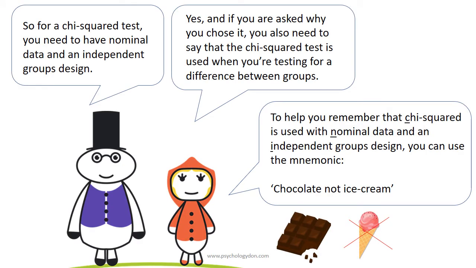So for a chi-squared test, you need to have nominal data and an independent groups design. And if you're asked why you chose it, you also need to say that the chi-squared test is used when you're testing for a difference between groups. To help you remember that chi-squared is used with nominal data and an independent groups design, you can use the mnemonic chocolate, not ice cream.